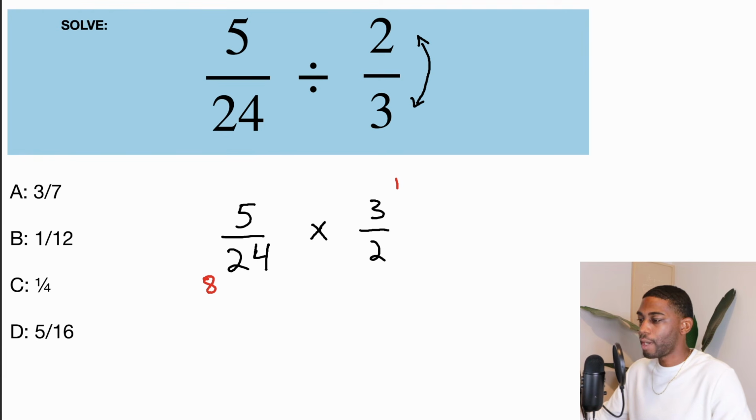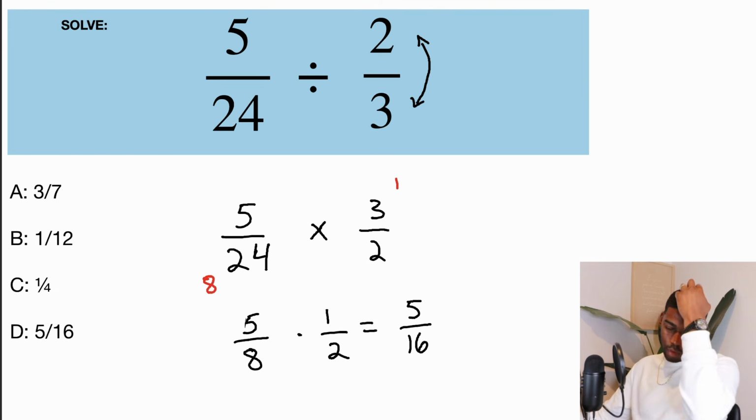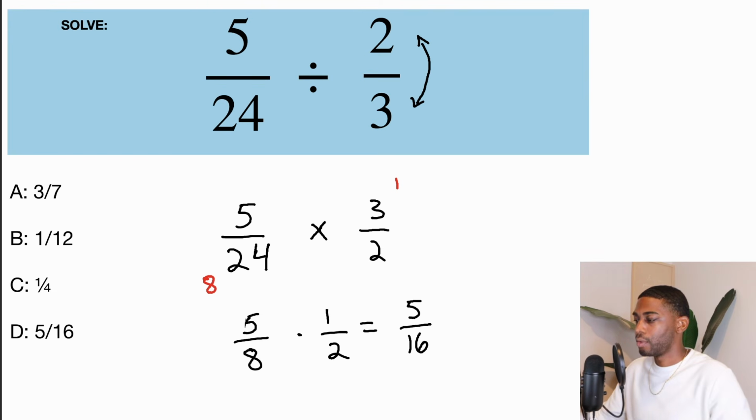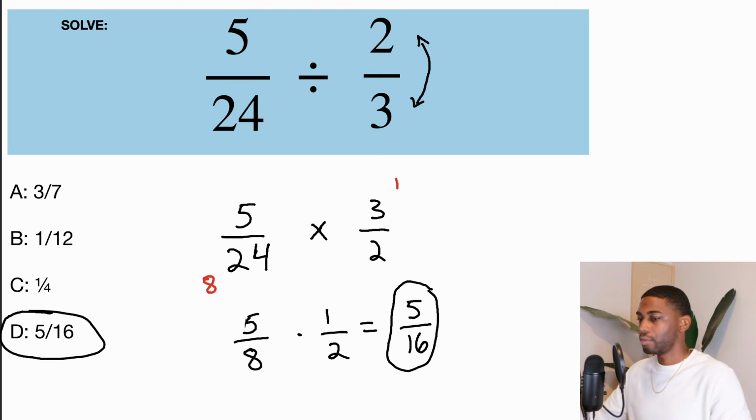So then we rewrite this fraction, 5 over 8 multiplied by 1 over 2. 5 times 1 is 5. 8 times 2 is 16. 5 over 16. We can't simplify because it is already simplified. D would be our final answer. 5 over 16.